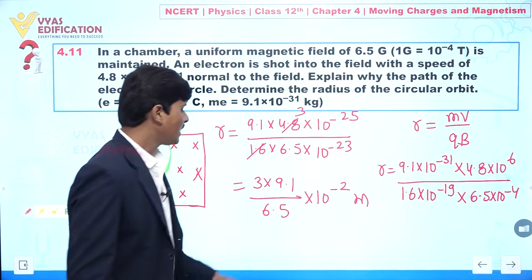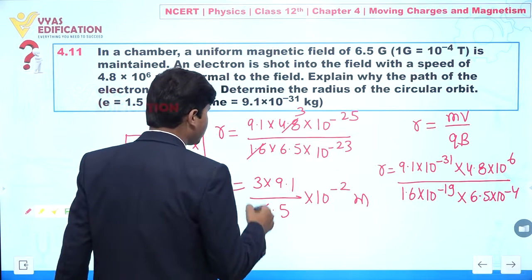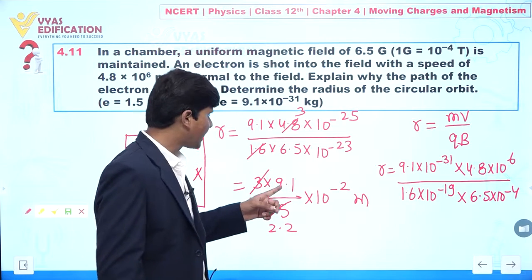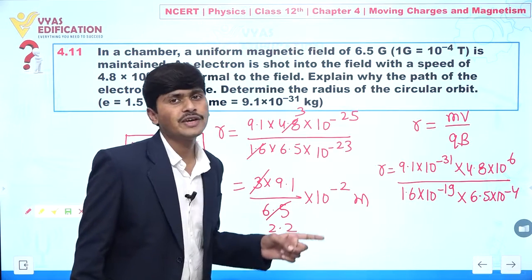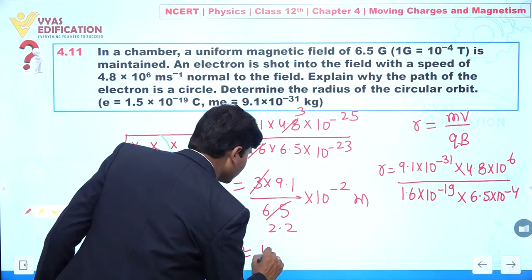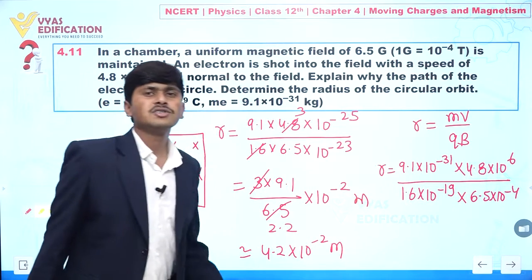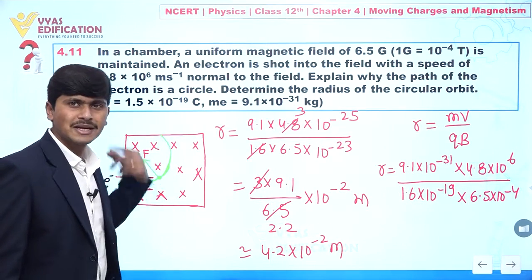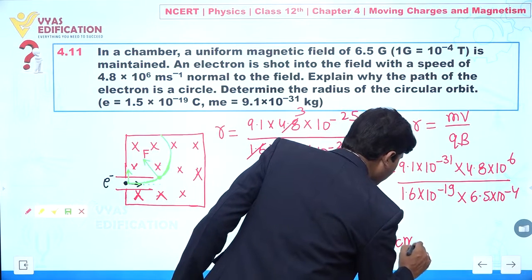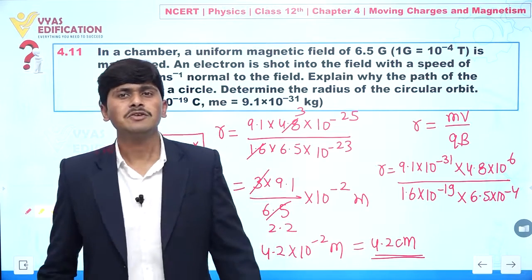Now let's suppose I am assuming this is approximately 6.6, so this means 2.2. Now 9.1 divided by 2.2, or 91 divided by 22, is approximately equal to 4.2 into 10 to the power minus 2 meter. So this is the radius of this circular path. We can also say the radius is 4.2 centimeter. So this is all about this question.